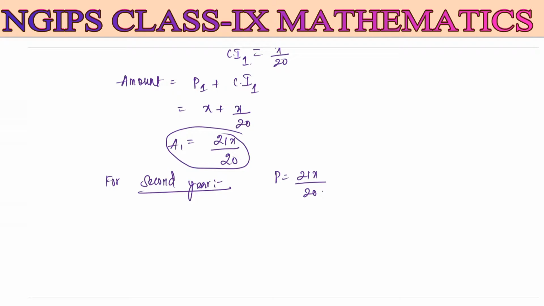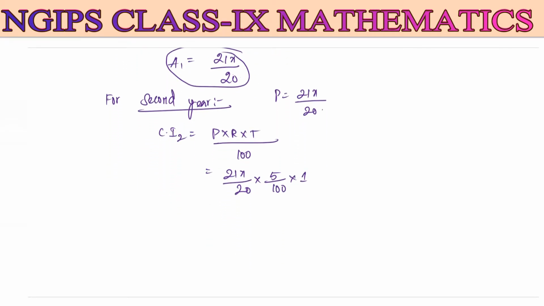So here I can take the compound interest for the second year is equal to P into R into T divided by 100. The principal is 21x divided by 20, the rate is 5 divided by 100, into the time period, which is 1. Now if you cancel the terms, 1 5 is 5, 4 5s are 20. So finally we got 21x divided by 400. This is the compound interest for the second year.